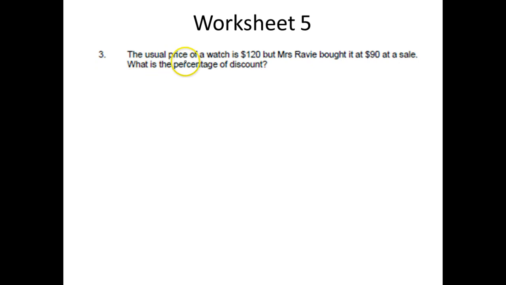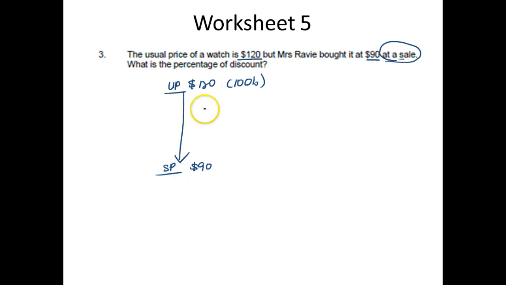Question 3. Usual price of a watch is $120, but Mrs. Ravi bought it at $90 at a sale. When we know there's a sale, the price goes down. You pay less. Usual price is $120, which is your 100%. Bought it at $90, so this is the selling price or the sale price. So 120 minus 90, your discount is $30.